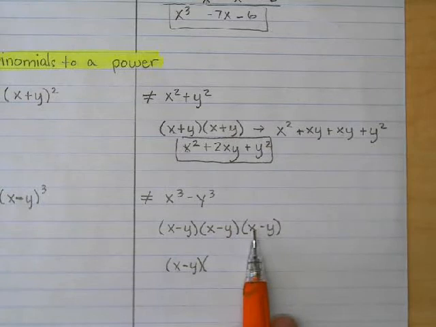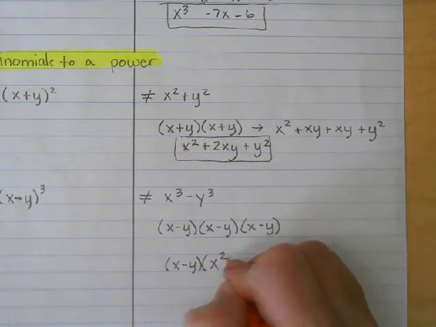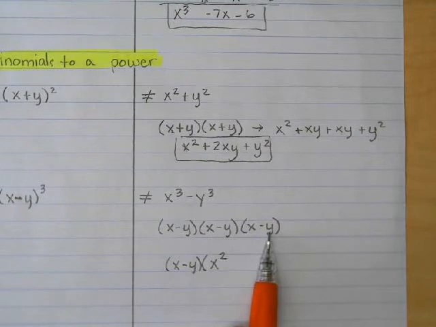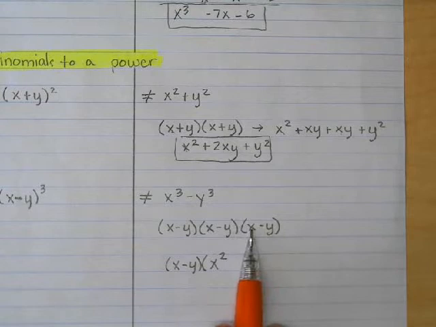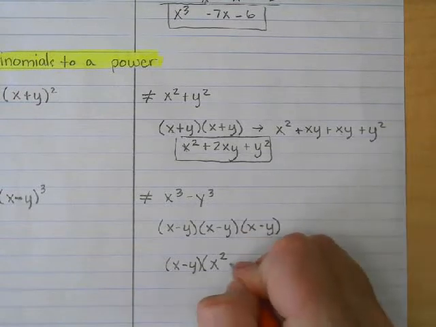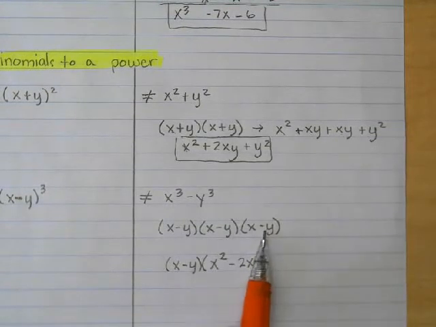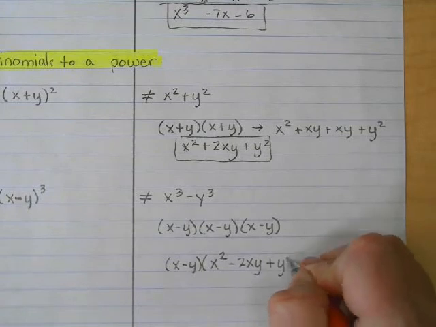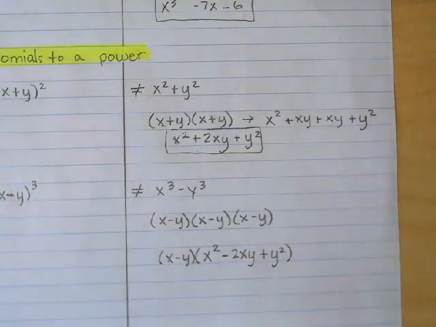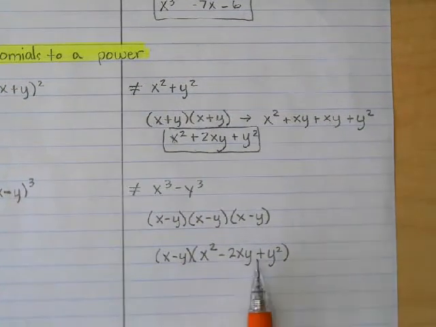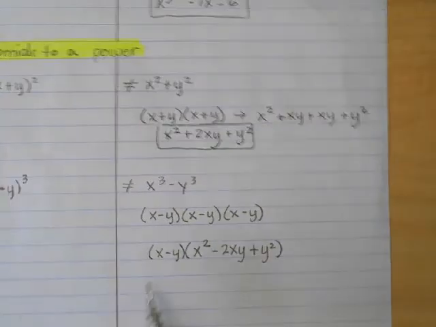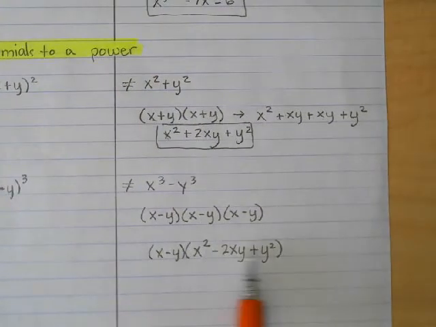Okay, x times x is x squared. X times negative y is negative xy. Negative y times x is negative xy. So I have two of those. A negative y times a negative y is a positive y squared. Okay, so now I got to take my monomial times my trinomial. So I'm just going to multiply this x by everything and this negative y by everything.